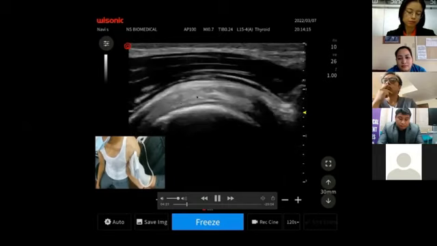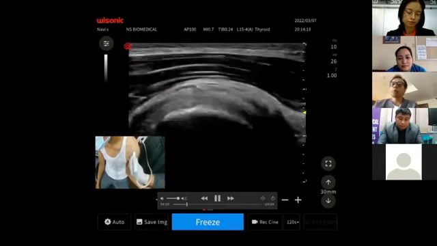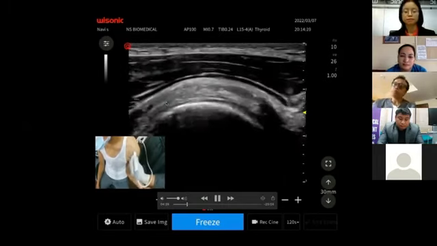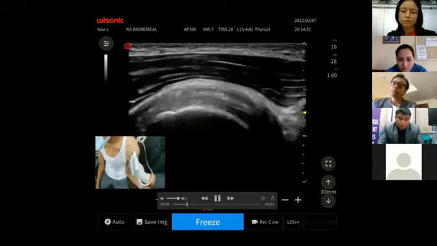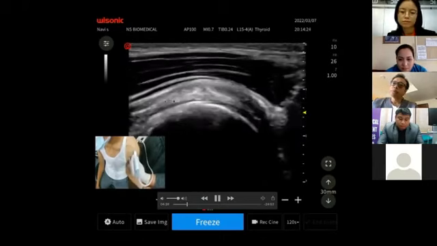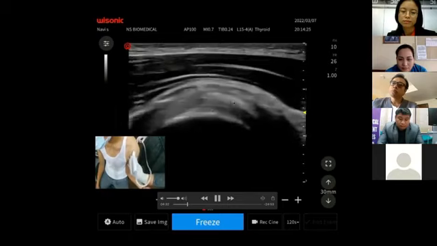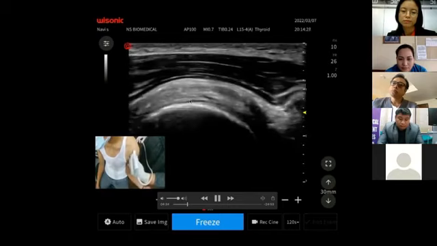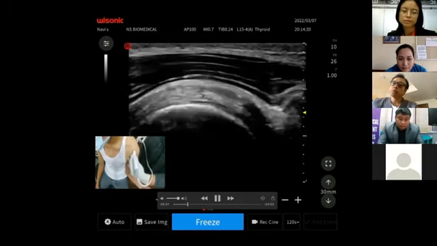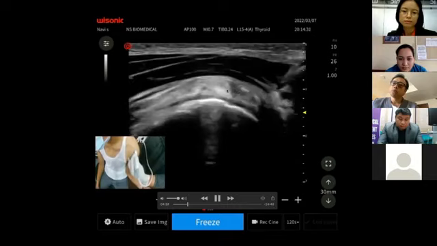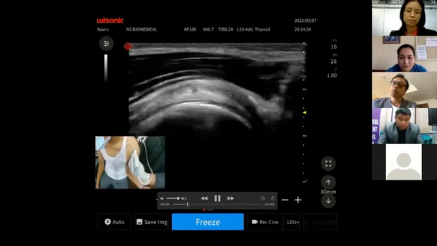So this is the short axis view of the subscapularis muscle and tendon. Here we can see that it has a multiplanar appearance with a lot of hypoechoic and hyperechoic bands in between. So we should not be confusing this with any tendinosis or interstitial tear. So this is how a subscapularis muscle appears in a short axis.